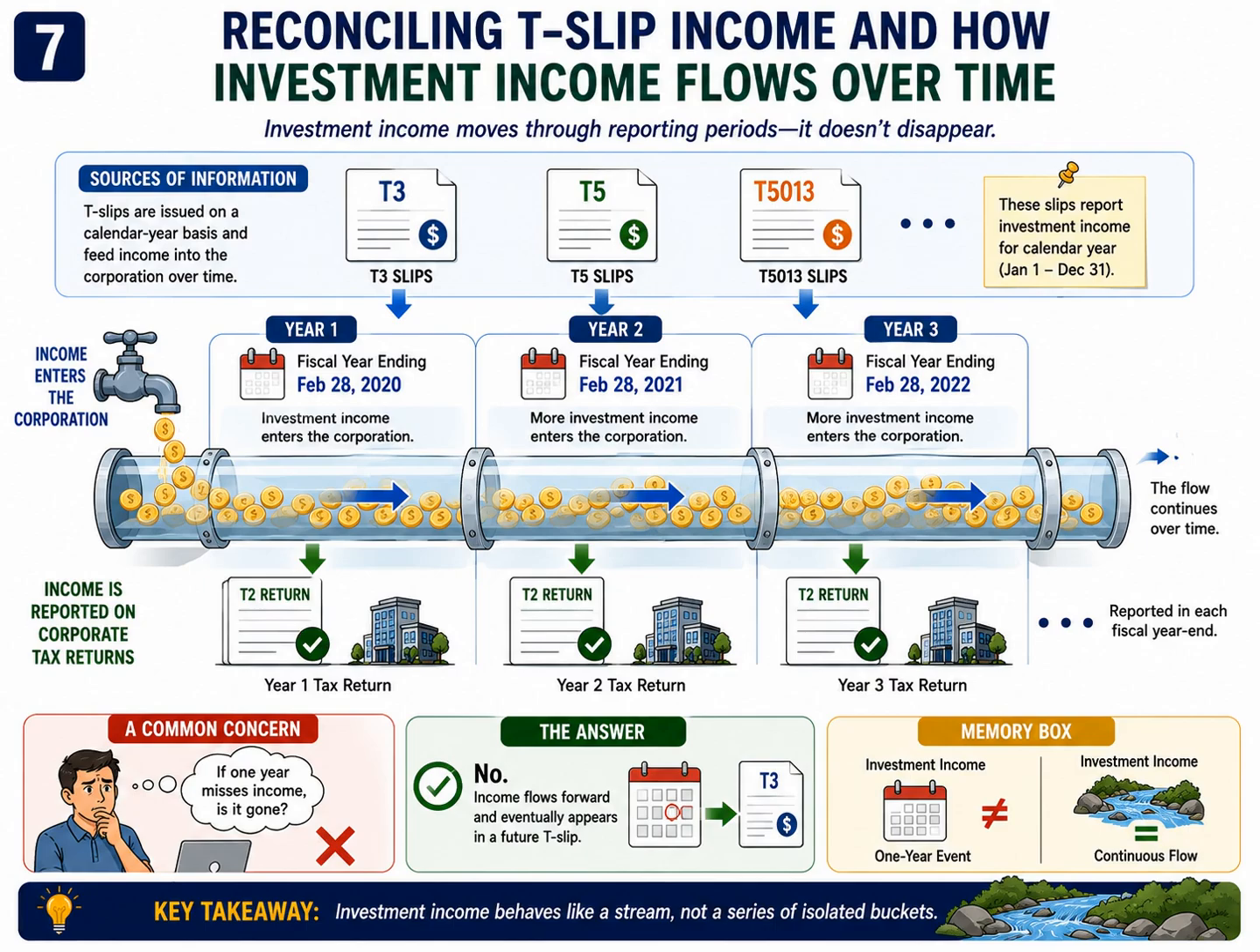This idea is especially important when dealing with non-calendar year fiscal periods. Students often become concerned when they notice that a particular amount of income does not appear in the current year's reporting. Their immediate reaction is to ask, "Did we miss that income? Did it disappear?" The answer is almost always no. In most situations, the income has simply moved forward in the reporting process. It may appear on a future T3 slip. It may be reported in a later taxation year, but it has not vanished.